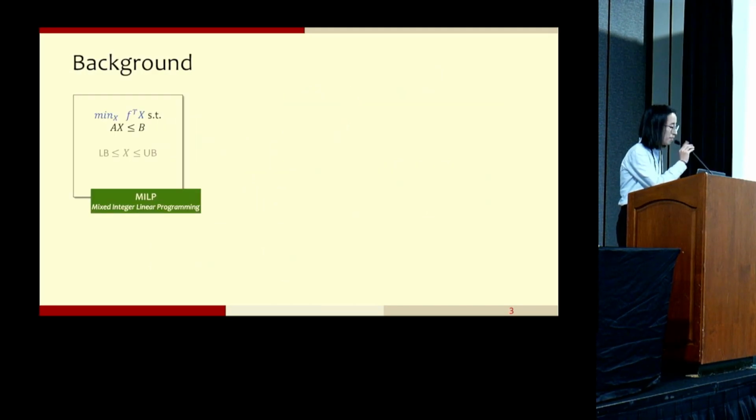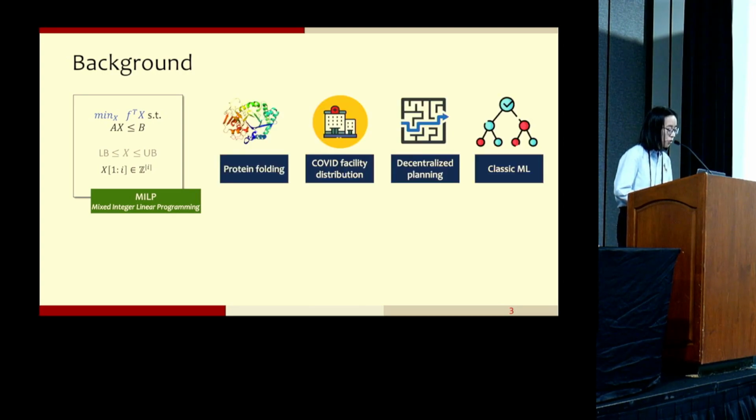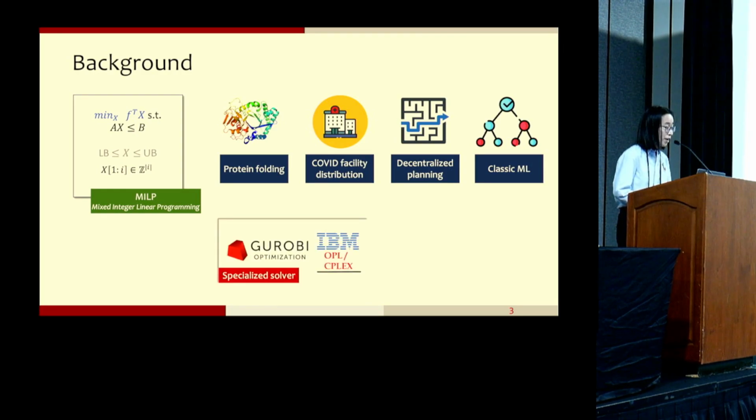So MILP stands for Mixed Integer Linear Programming, which consists of the objective function together with a set of linear constraints. Here the word mixed means that some input x may be either integer or real value. MILP has a wide range of applications, including protein folding, resource distribution, path planning, and so on. There are also many high-performance tools for solving MILP problems, such as Gurobi and CPLEX.